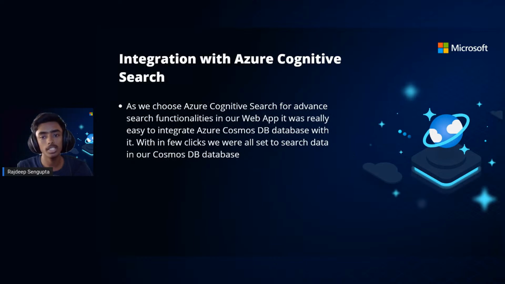Now the point is integration with Azure Cognitive Search. As we chose Azure Cognitive Search for advanced search functionalities in our web app, it was really easy to integrate the Azure Cosmos DB database with it. Within a few clicks, we are all set to search data in our Cosmos DB database. Now let's move on to how you can create a database in Cosmos DB.